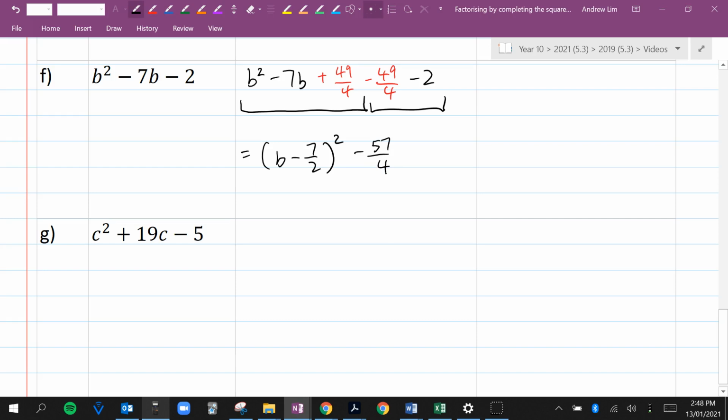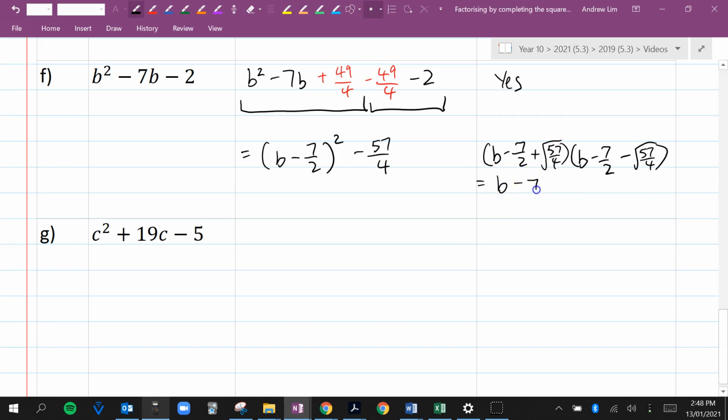Okay, can we factorize this? Yes, we can. It is a difference of two squares. So let's bring out our brackets. B minus 7 on 2, b minus 7 on 2. Put my plus sign, put my minus sign, and the square root of 57 on 4. Now, if you want to simplify this even further, we can square root the 4 to make it equal to 2.